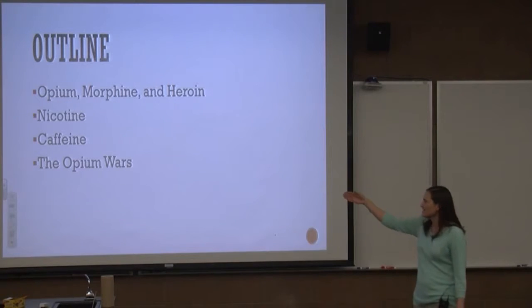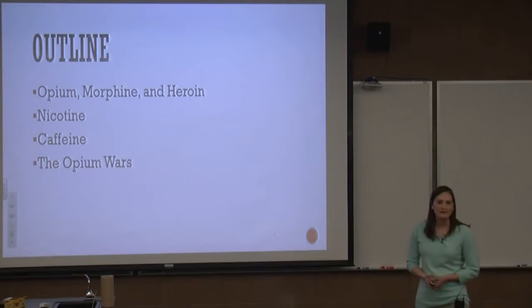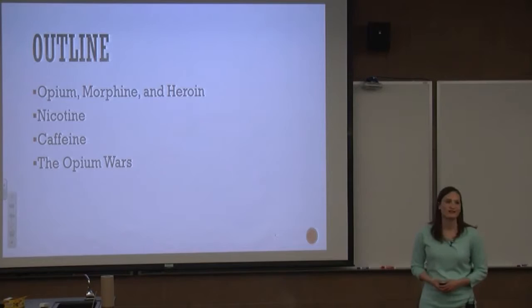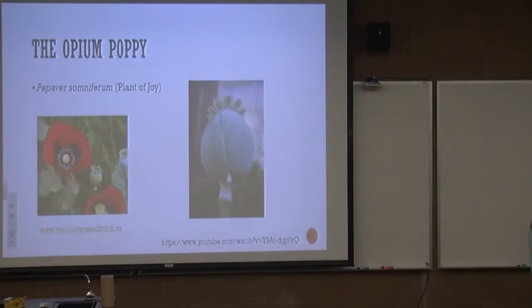Then I'll talk about nicotine and caffeine, a little bit about how they work in the body, their history, where they came from, kind of how they've spread throughout the world, and then finally how these 3 molecules came together to really spark the opium wars in China. So that's what we're going to do.